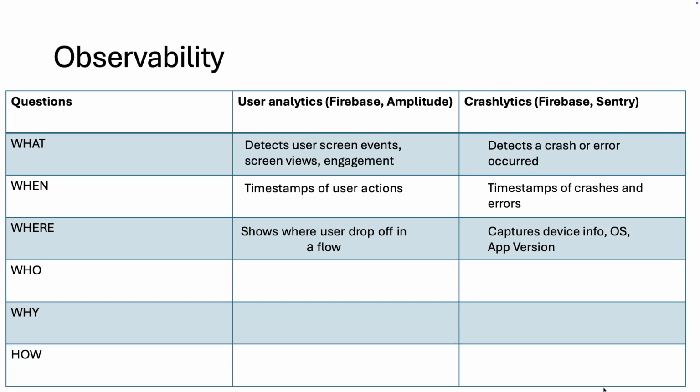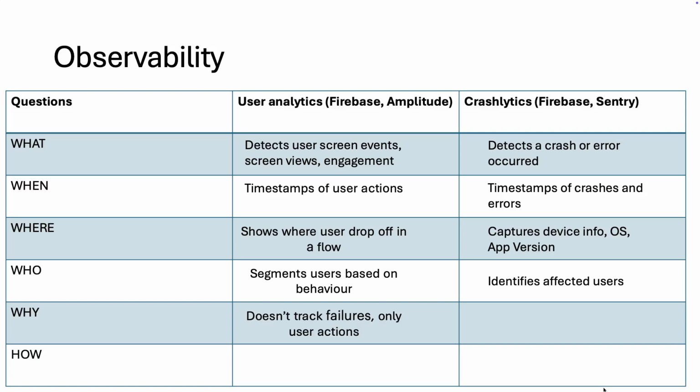Who is the affected party? User analytics can tell you. It has a segmentation capability. It segments users based on user behavior. Crashlytics also can identify the affected users. Can user analytics answer why it happened? Not really to the extent that we want it. User analytics can only capture what happened on the device. Beyond the device, what happened, it can't capture. So it doesn't track failures, it only tracks the actions.